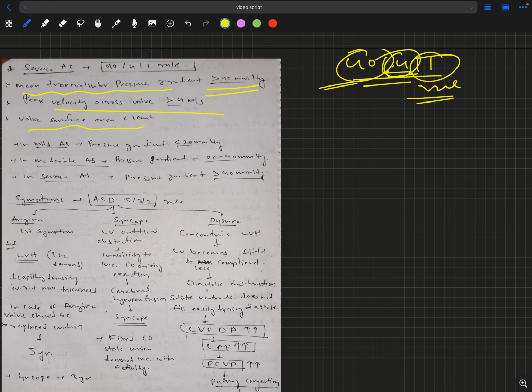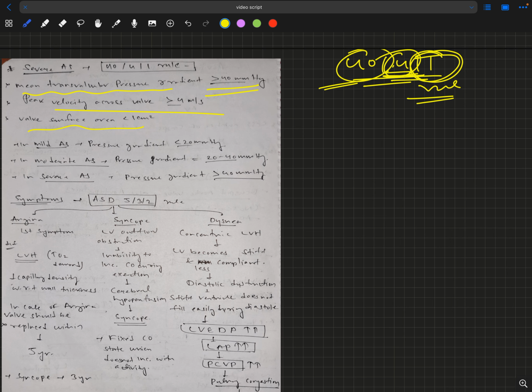So the 44 rule: 40 is mean transvalvular pressure gradient more than 40, and peak velocity more than 4, and valve surface area less than 1 centimeter square. The normal valve surface area of the aortic valve is 3 to 4 centimeter square. The normal valve surface area of the mitral valve is 4 to 6 centimeter square.